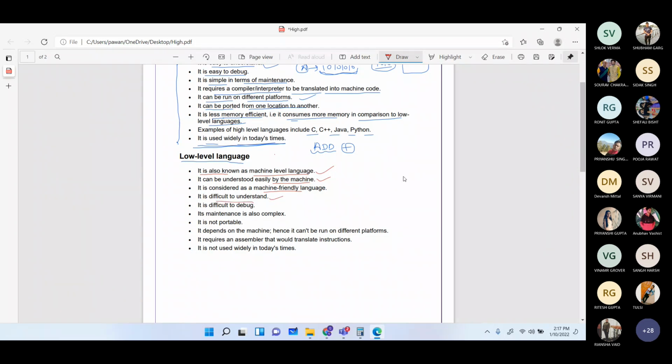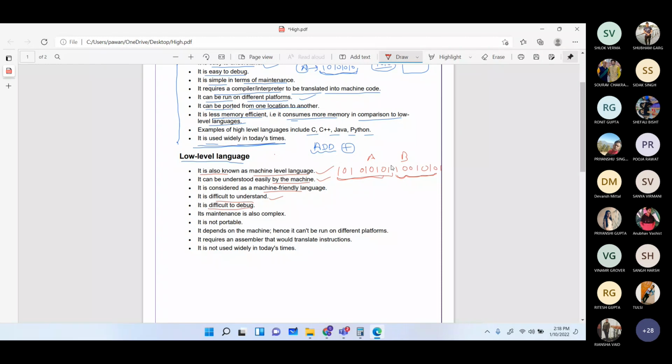Why is it difficult to understand? Because if someone writes it like this in front of you and asks you to read it, I think no one is capable of reading this. Although, let us suppose this 8 bits represent A and the next bits represent B, if it is written in English one can easily understand, but if it is written in binary form it is difficult to read. That is why it is called difficult to understand, and difficult to debug also.